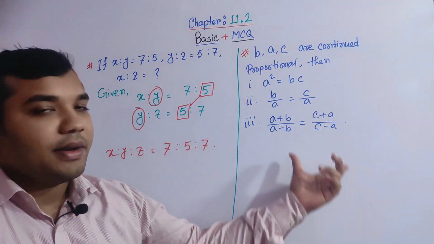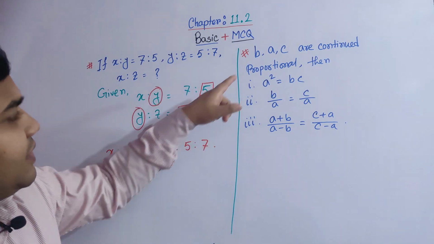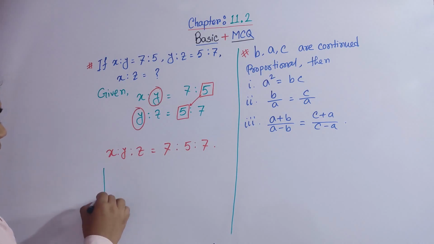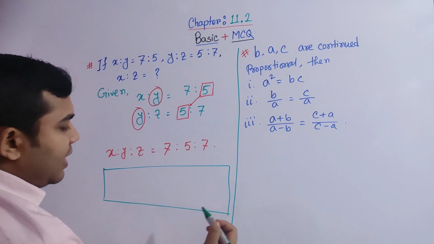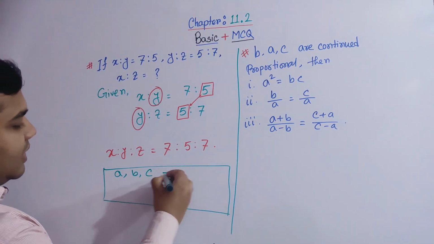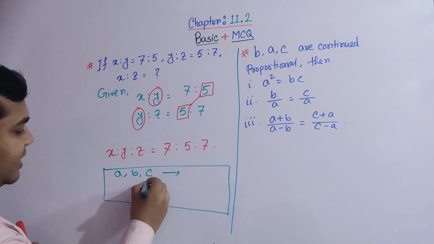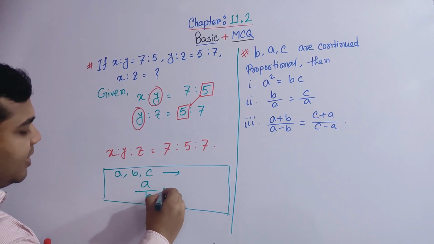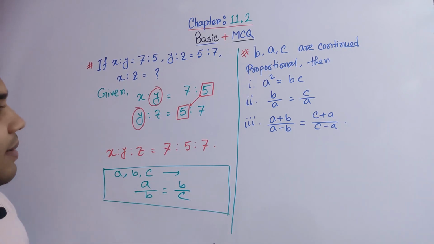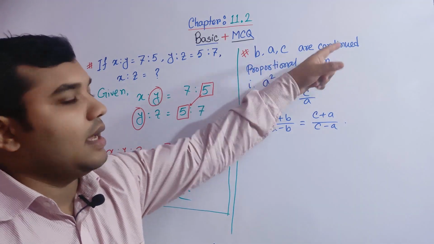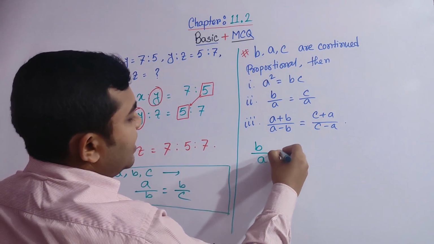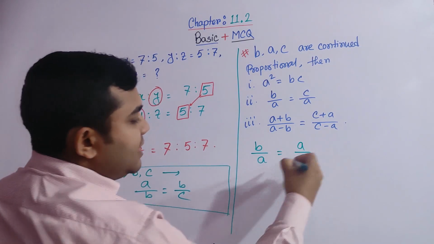Okay, look at our second problem. Here it is given b, a, c are continued proportion. My dear students, just watch the board very carefully. We have learned that if a, b, c are continued proportion, then we write a by b equal to b by c. Previously we wrote this, but in the case of b, a, c being continued proportion, it should be b by a equal to a by c.